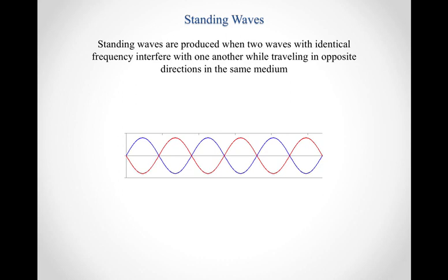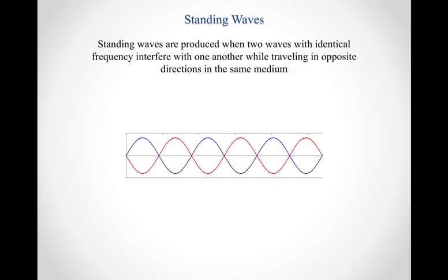So one example of wave interference that's particularly relevant for mechanical waves are standing waves. Standing waves are produced when you have two identical waves that interfere with each other as they're traveling in opposite directions in the same medium. An easy way to get this to happen is to have waves that reflect off of endpoints.